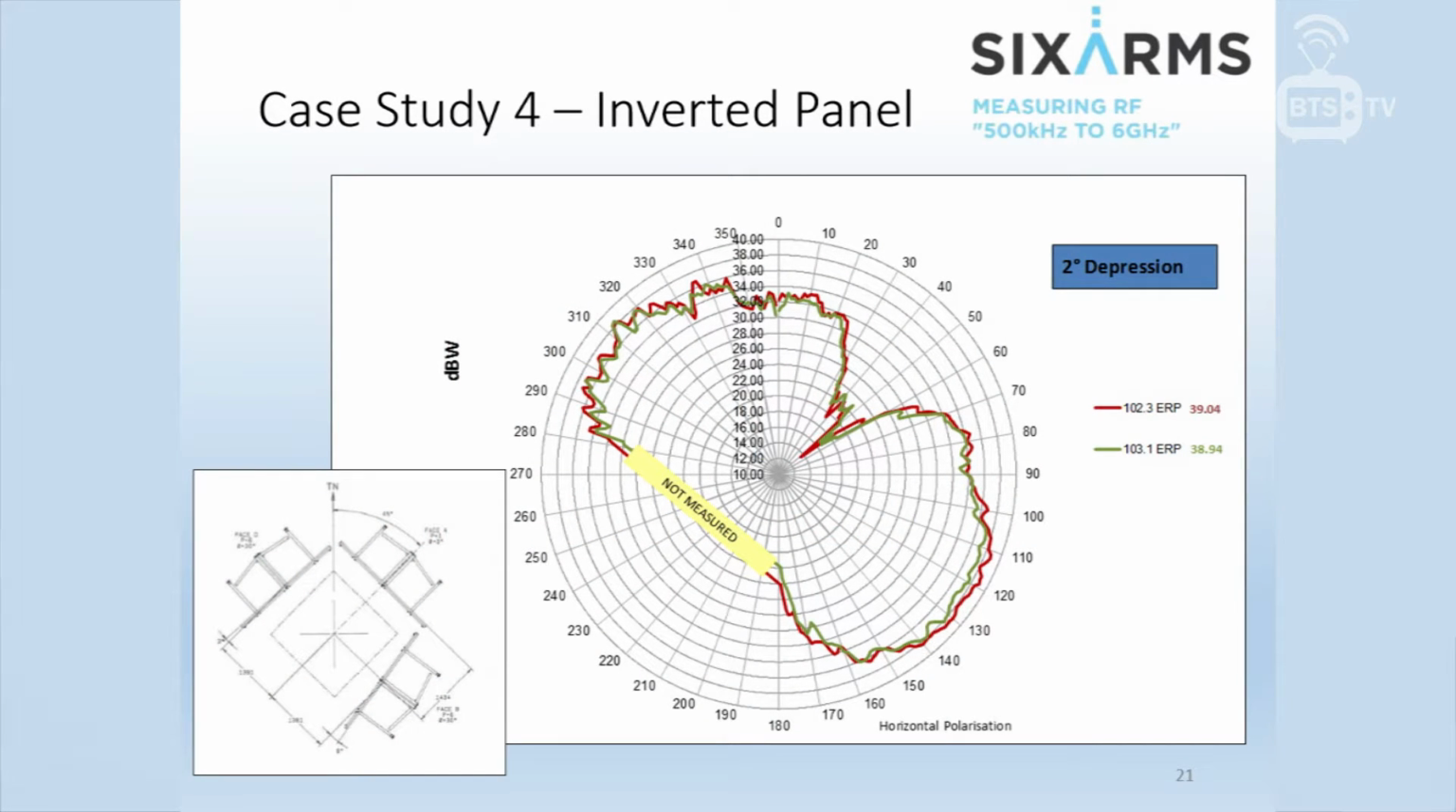Whereas this should have been a contiguous circle around there. There were 3 faces of panels, and one of the panels was inverted upside down, which created this huge hole in the coverage pattern there. By the way, this side is not measured because that was the side of the hill. It was a tower on the side of a hill, so no point in measuring into that side.